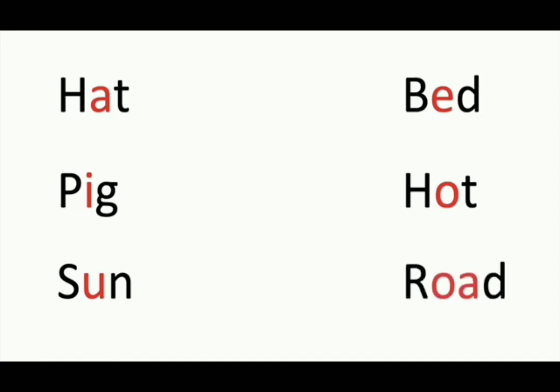Road. The letter R is a consonant, O and A, of course, are vowels, and the letter D is a consonant. Now let's see how the letter Y can act as a vowel and a consonant. Let's start with the vowel. For example, sky. Here, the letter Y makes the I sound. The letter I is a vowel. Therefore, in this example, the letter Y is considered to be a vowel.